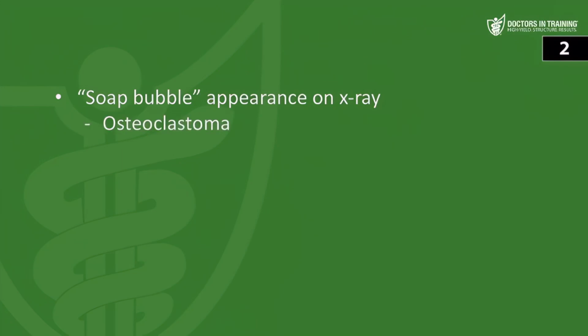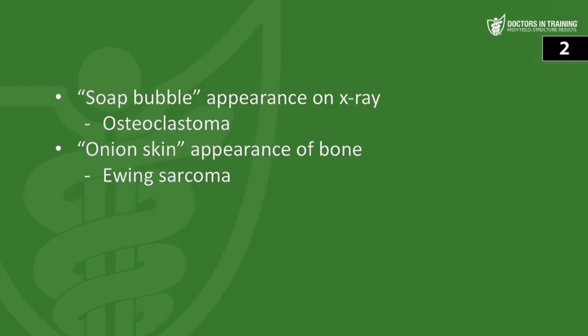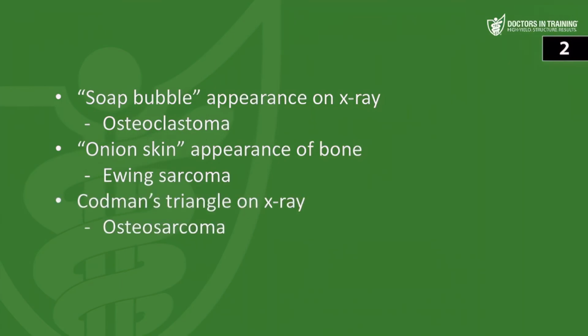Remember the CL for clean, like soap, and CL in osteoclast. Onion skin appearance of the bone is Ewing sarcoma. Remember onion rings and wings. And then Codman's triangle on X-ray is osteosarcoma. Remember the S in sarcoma was for sunburst, and the C in sarcoma was for Codman's triangle. All right, let's get to the lecture.